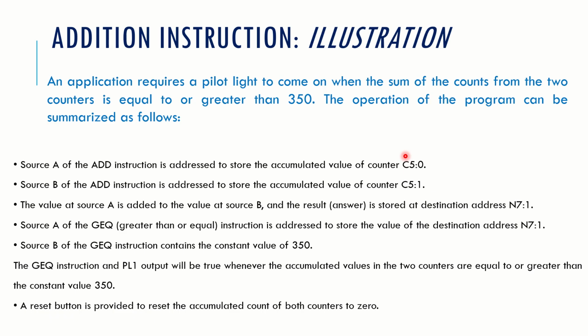So the accumulated value is already stored in the accumulator in both cases, and then we can add both of them and use N7:1 to store the result of the addition of the two counters. So this is the goodness of having a separate address for the accumulator. Now you can see the GEQ instruction, and the PL1 output will be true whenever the accumulated values in these two counters are equal to or greater than the constant value 350. Definitely there should be a reset button to provide the capability to reset the accumulated count of both the counters to 0.